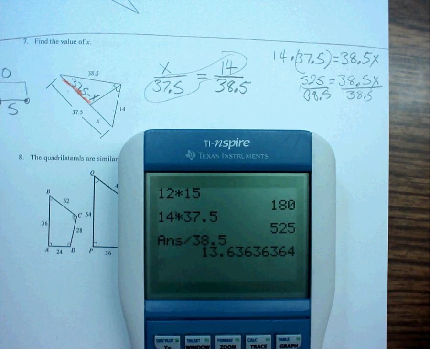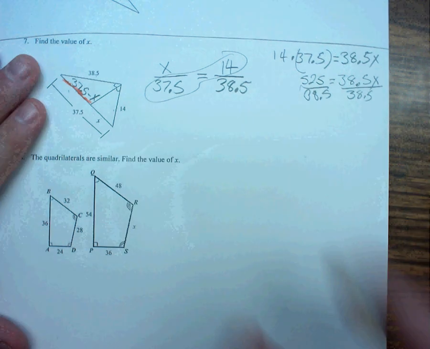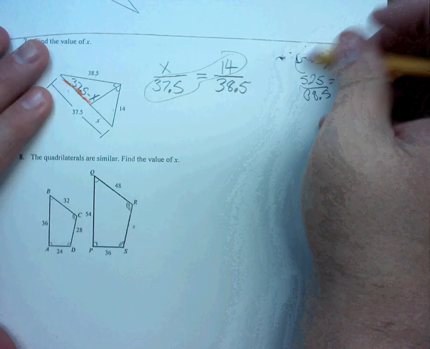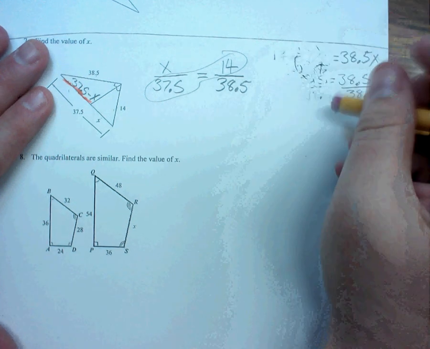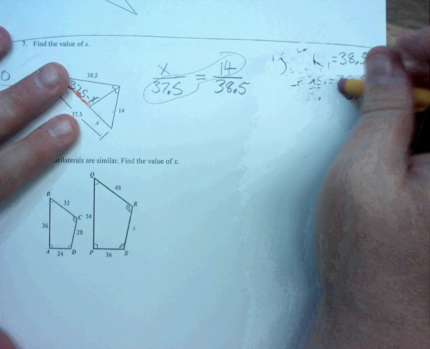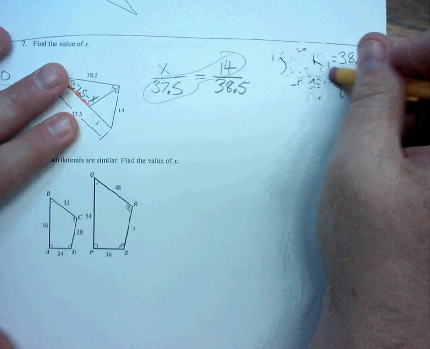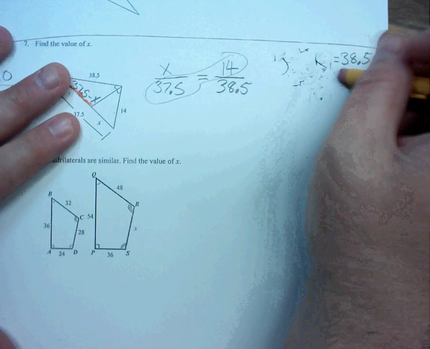Oh, you know what? I made a mistake. Did you guys see what my mistake was? How come nobody stopped me? Erase this side. I don't have an eraser. Uh-oh, we made a mistake.